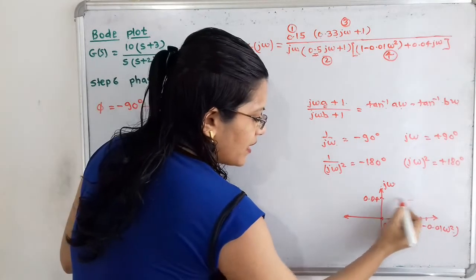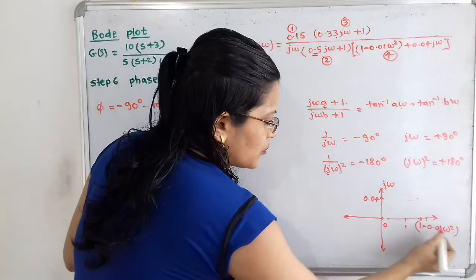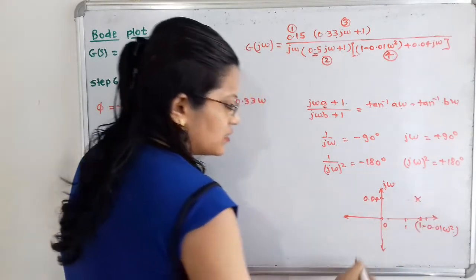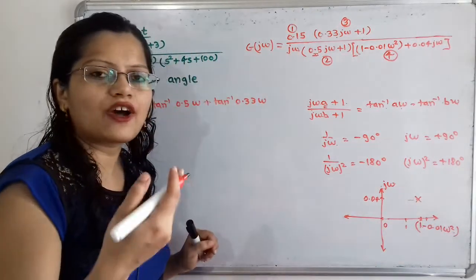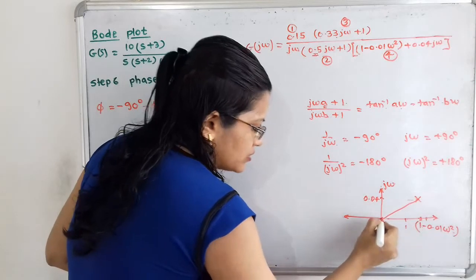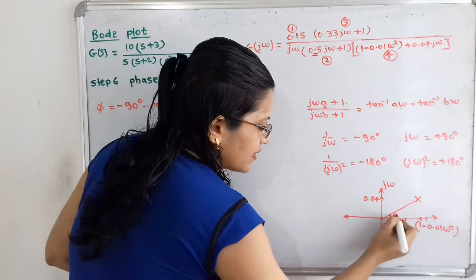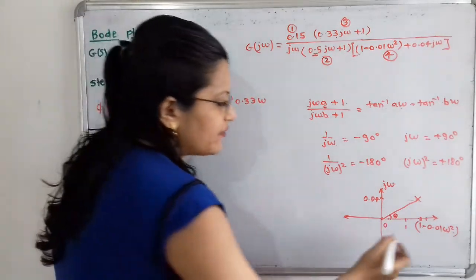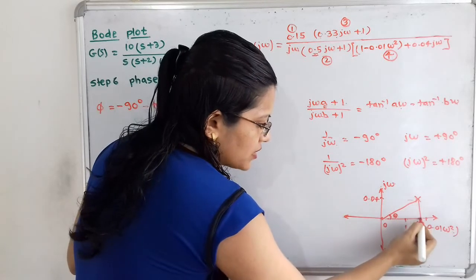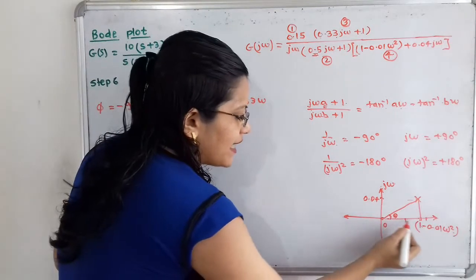Here, if I take 0.04 horizontal and from this 1 minus 0.01 omega square vertical, this is the point of intersection. Now at this point we have to find out the angle. So I will join this point to the origin. Then the angle made with the real axis, theta, we have to measure. So if I join one vertical line to this point of intersection, to this 1 minus 0.01 omega square, here is the right angle triangle.